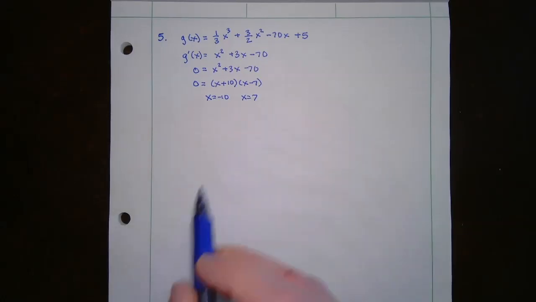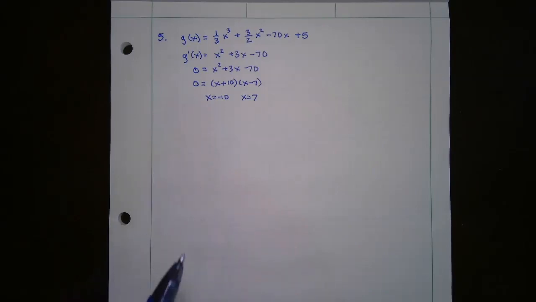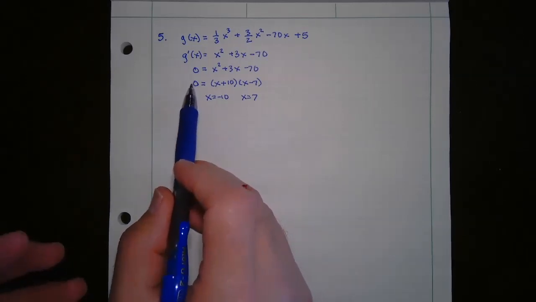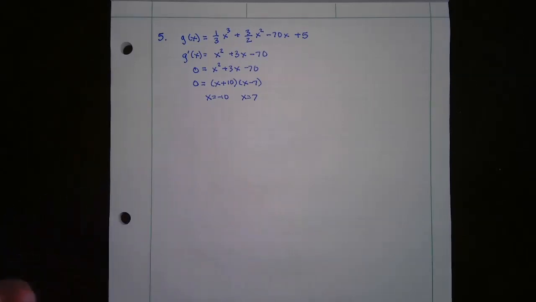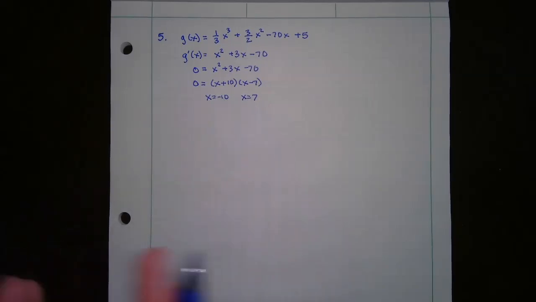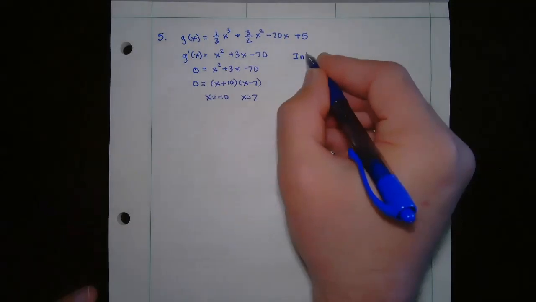Now, x equals negative 10 and x equals 7 is where you have horizontal tangents, because the derivative is 0 there. And when the derivative is 0, you have a horizontal tangent. So you have horizontal tangents at x equals negative 10 and x equals 7. So what's happening in between these horizontal tangents? You're going to make a sign chart. Remember doing this? You have the intervals.